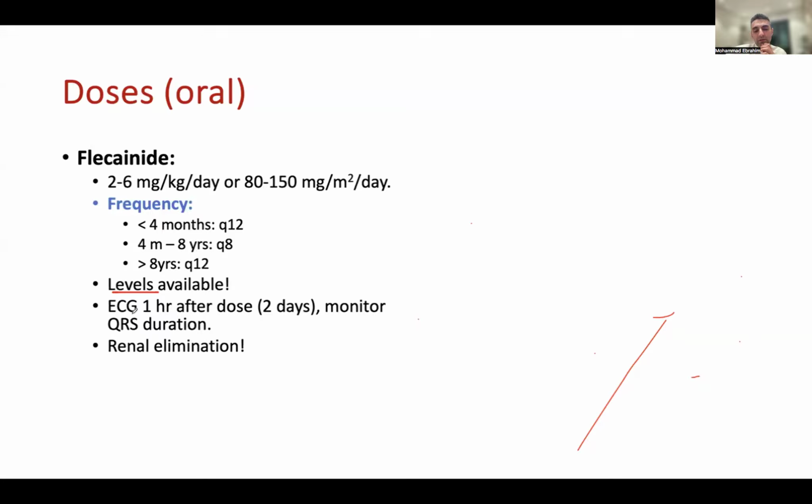I usually monitor ECG, usually 1 hour after the dose, for at least 2 to 3 days. Make sure the QRS is not widening during flecainide. And then it's renally eliminated, so you want to make sure.